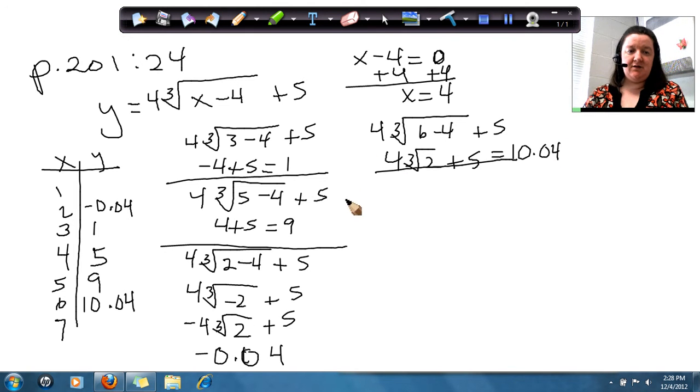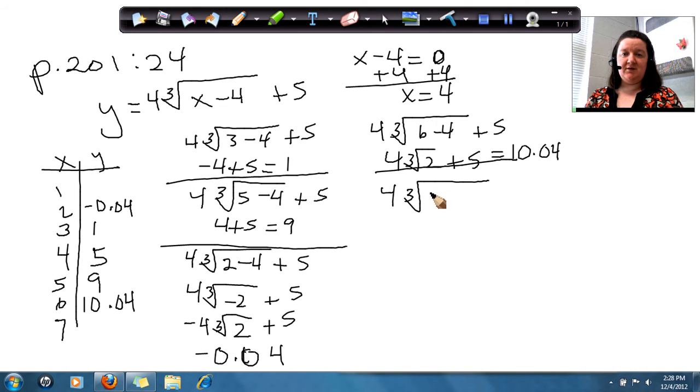Now let's plug in our 7. 4 third root of 7 minus 4 plus 5. So if we look at that, 7 minus 4 would be 3. And then we're taking the third root of 3, which is 1.44, and then we're multiplying that times 4. This gives us 5.76, and then we're going to add 5 to that. So that's going to give us 10.77.